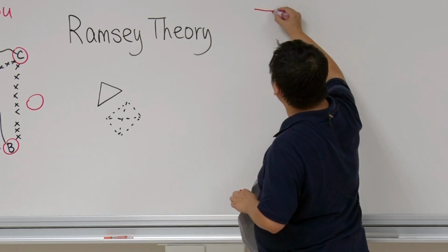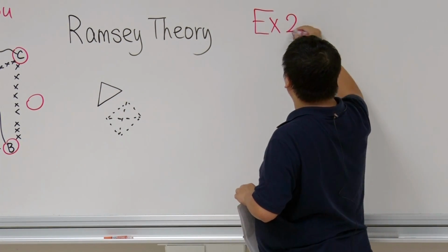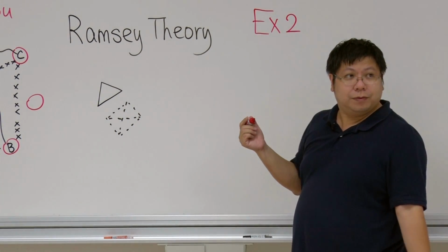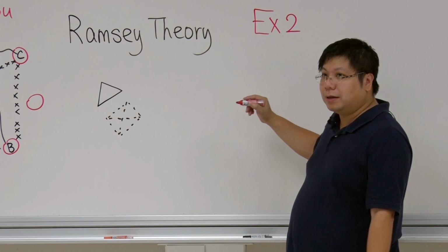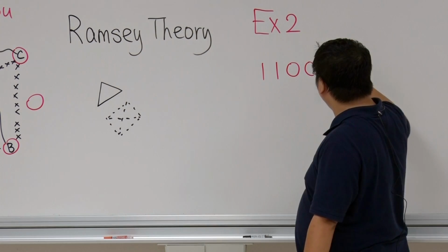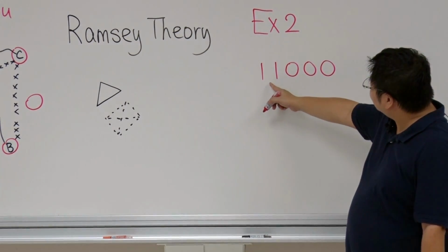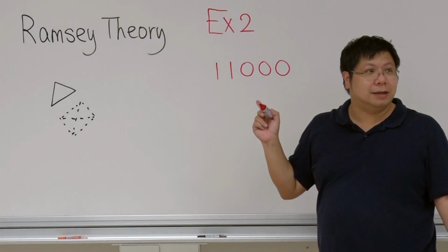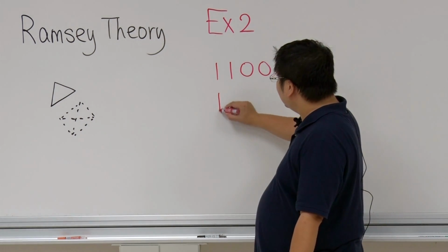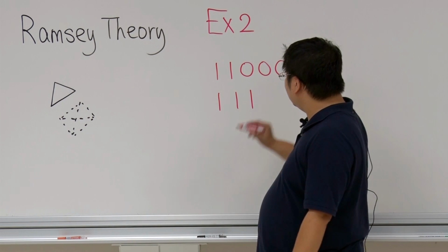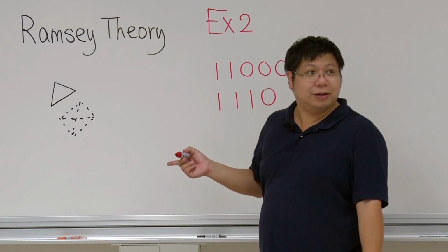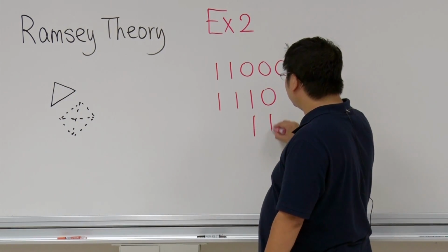Now, another exercise, exercise 2. Let's say I have a sequence of 1s and 0s, with 1s before 0s, so 1, 1, 0, 0, 0. So this is like 11,000. This represents the number 11,000. And for instance, this one is 1,110. And let's say this number is just 11.